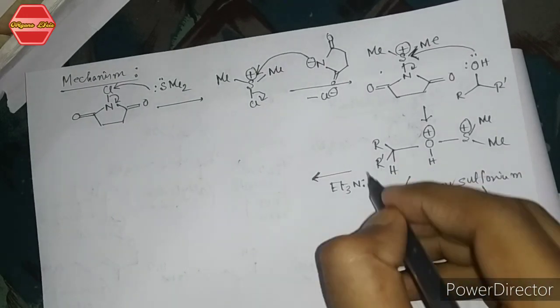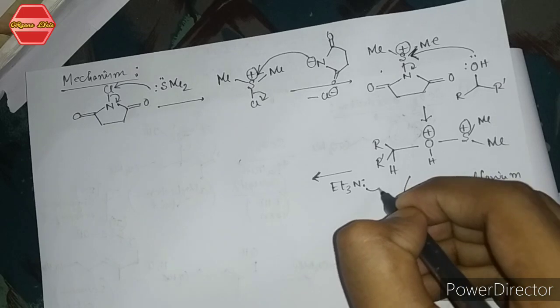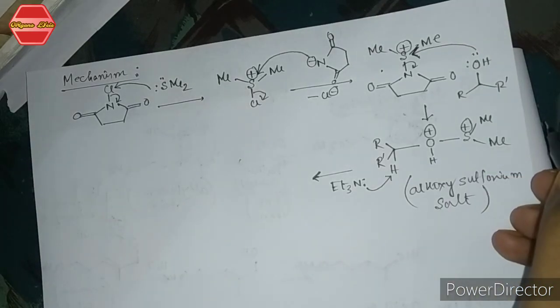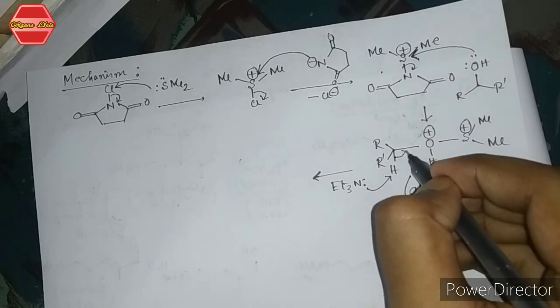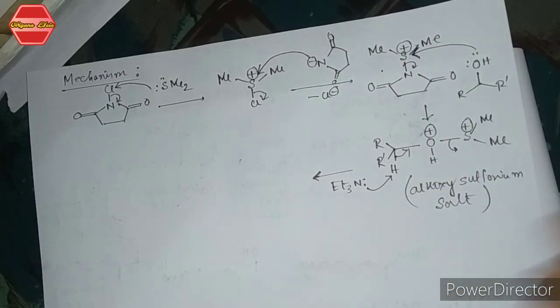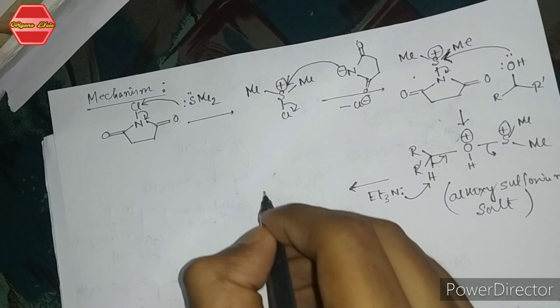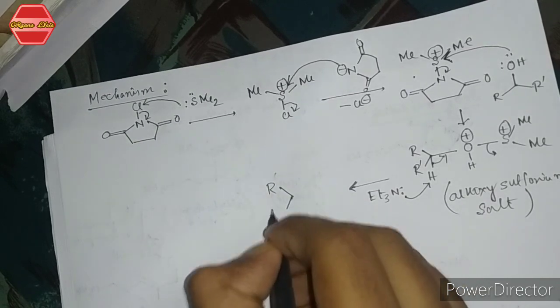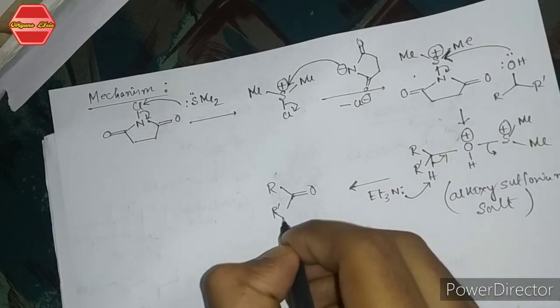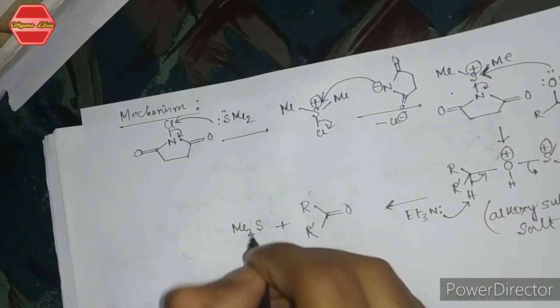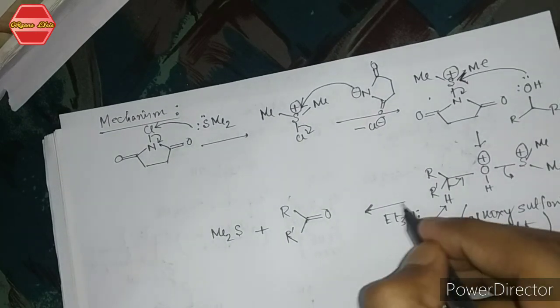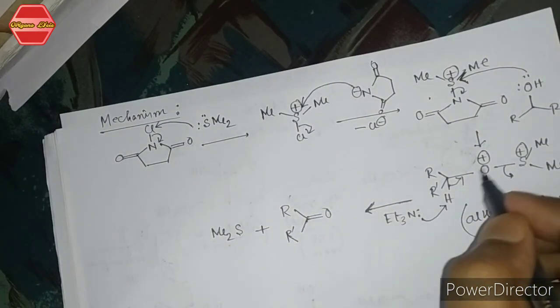Okay, now the base has an important role here. This proton is abstracted by the base, because it is acidic, and this bond will go here and this one will go here. Now what will be your product? That is a ketone, like this, and the free Me2S will be regenerated.